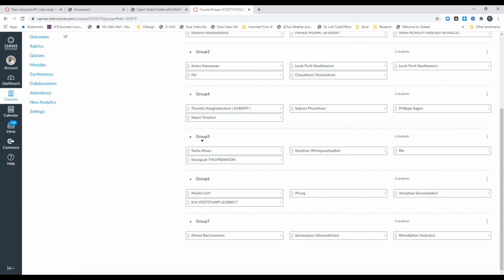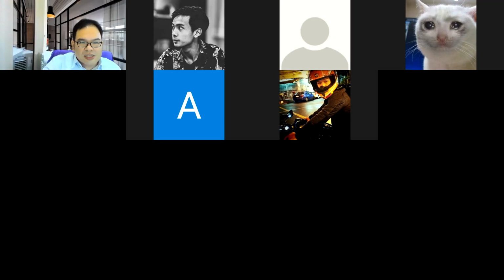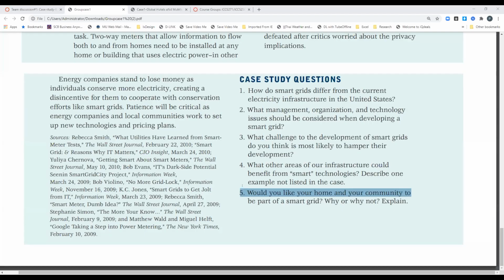That's good. So, we do it like this. What I want each team to do when presenting is to say, for example, team 3: question 1, then read the question as well. How do smart grids differ from current electricity infrastructure in the US? And then you just answer. Okay, so right now, team 3, please start your presentation, your question number 1 and its answer.